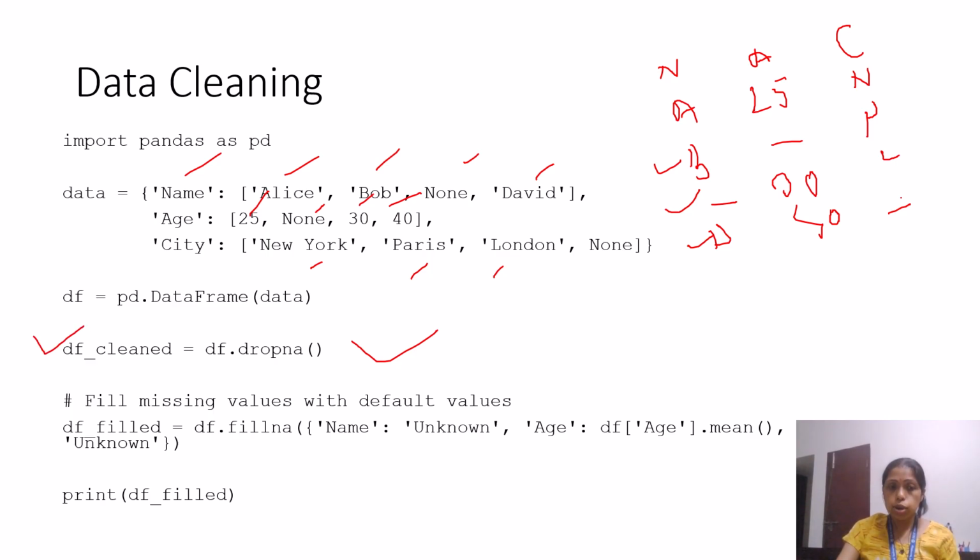So the first option for eliminating the data is dropna. The second option is filling the missing value with a default. Suppose name is equal to unknown. So if the name is blank, you can write it as unknown. You don't know the name of that row.